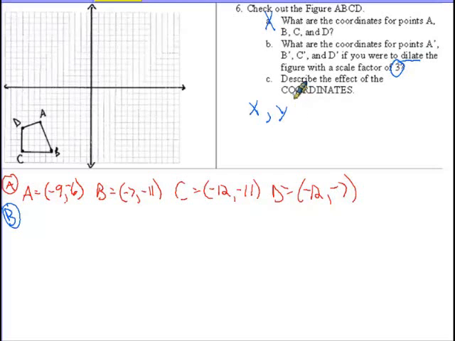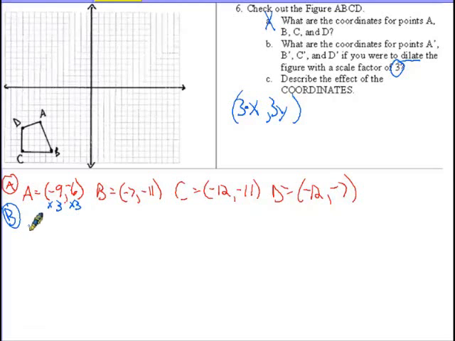Alright, in order to dilate with any scale factor, what you do is you put the scale factor in there with the coordinates and you multiply them, okay? So if these are right next to each other, that means multiplication. You may have seen a little dot used as multiplication, but 3 times x and then 3 times y. So this is fairly easy once you know what you're doing, because all I have to do is negative 9 times 3 and then negative 6 times 3.